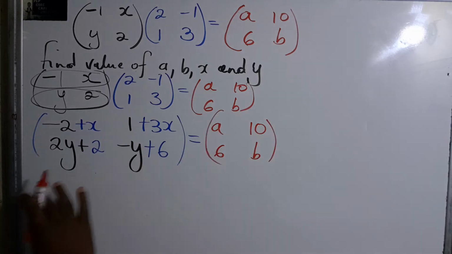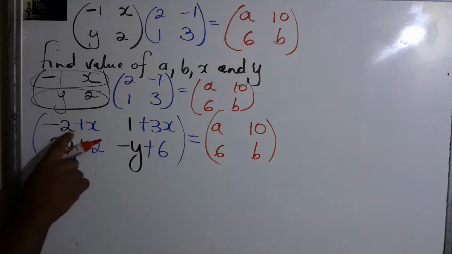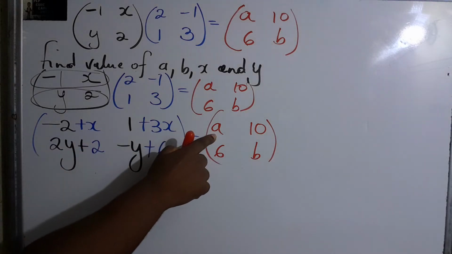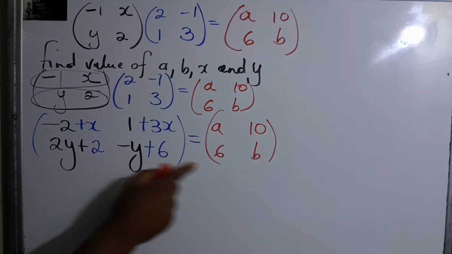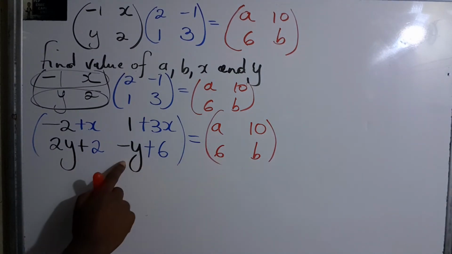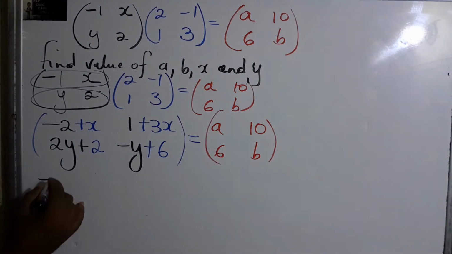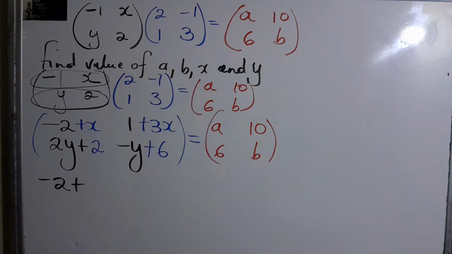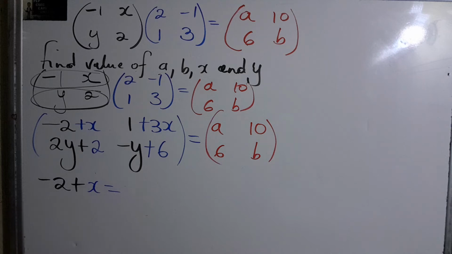From here, guys, we're just going to form some corresponding equations. Negative 2 plus x must equal a. 1 plus 3x must equal 10. 2y plus 2 should equal 6. And negative y plus 6 must equal b. Let's do it. So we have negative 2 plus x equal to a. We're just doing the corresponding and then we solve.